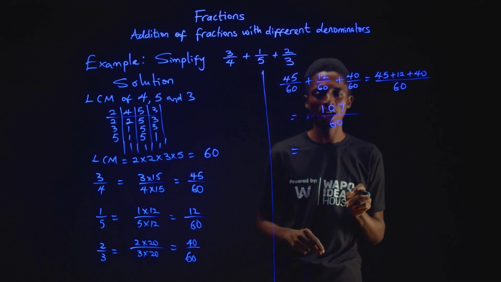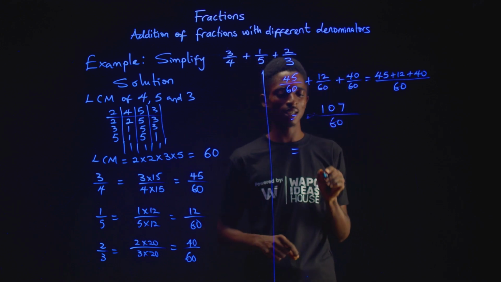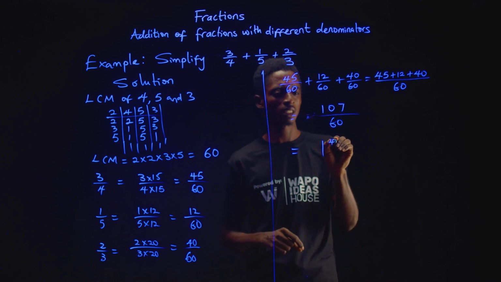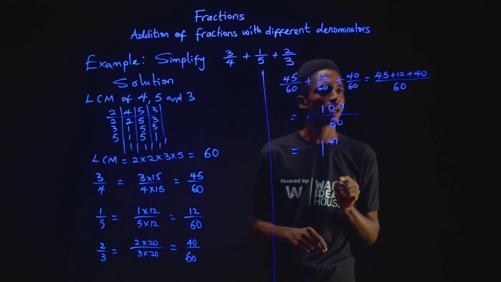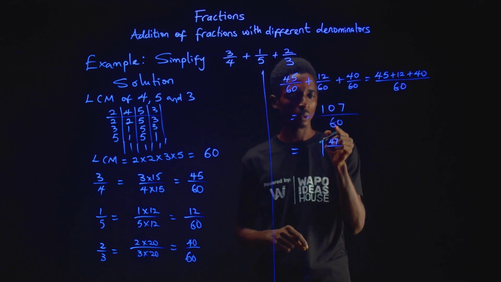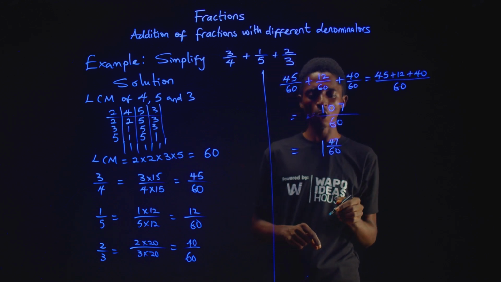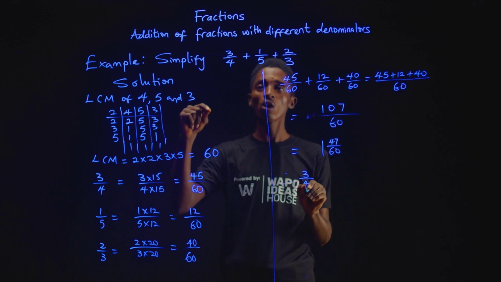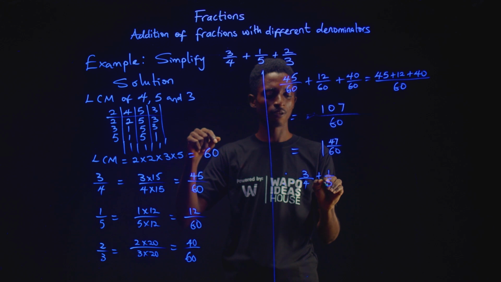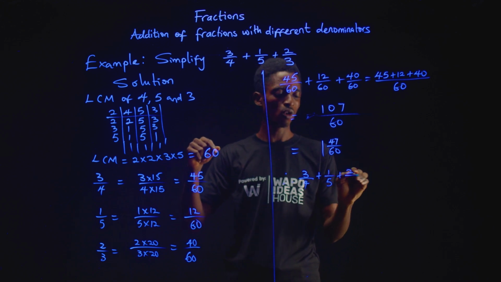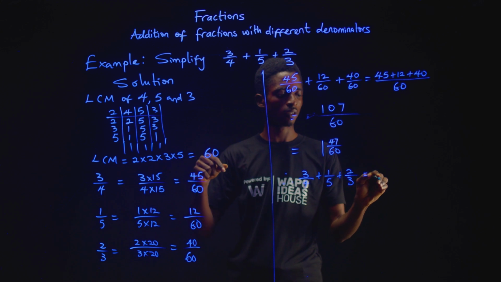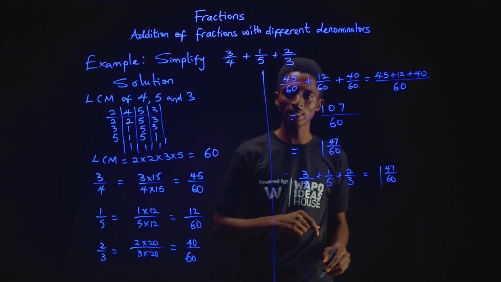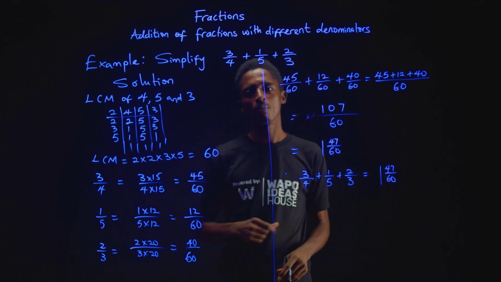Good. Now, let's convert this into a mixed fraction. 60 will go into 107 just once, and that will give us a remainder of 47. And then we have it over 60. So therefore, we can now conclude by saying 3 over 4 plus 1 over 5 plus 2 over 3 will give us one whole number, 47 over 60. And this is how we solve this problem. Thank you.